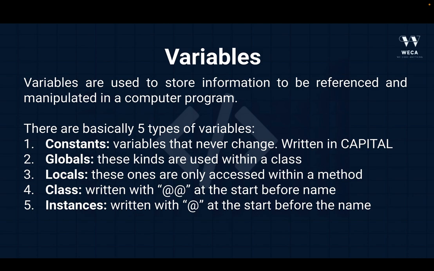Now, there are basically five types of variables that we can come across when programming. The first is a constant. Constants are, like the word implies, not changing. They are actually constant, right? They are static. So when you define a variable as a constant, you can't change the value of that variable. And it is always written in capitals.